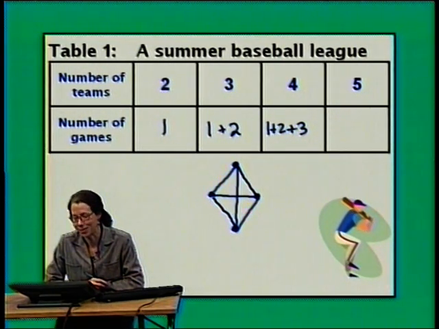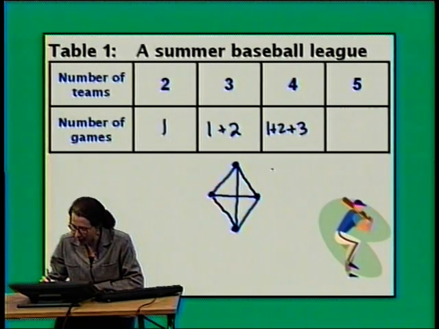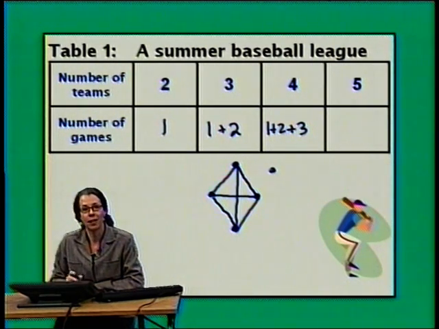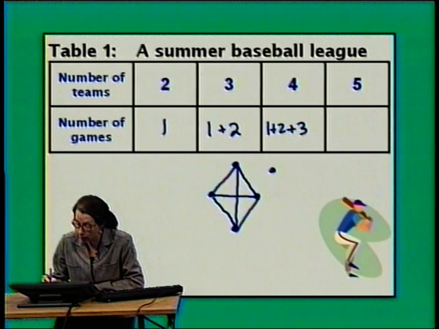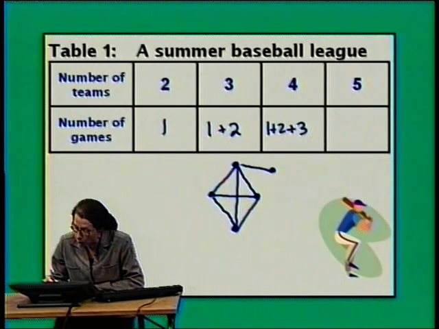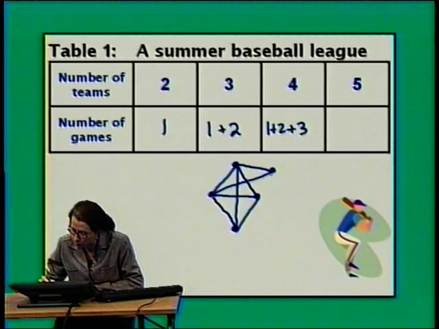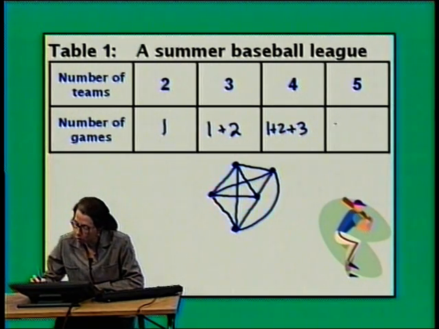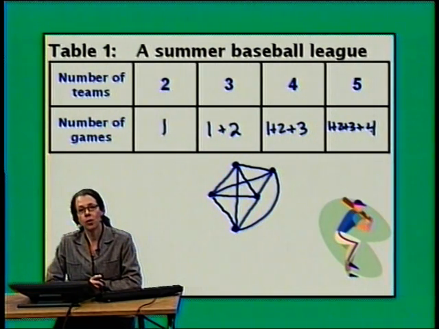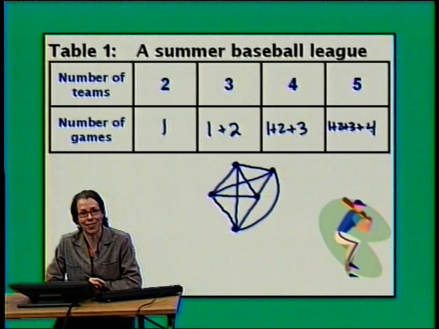Let's do this one more time. I'm going to add a fifth team. This fifth team has to play the 4 teams that were already in the league. So we're going to add 1, 2, 3, 4 more games. So we're going to take the 6 games that were already played and add 4 more. So now we kind of see a pattern here. What we're doing is we're adding up natural numbers.